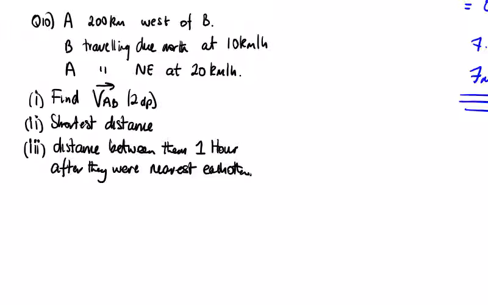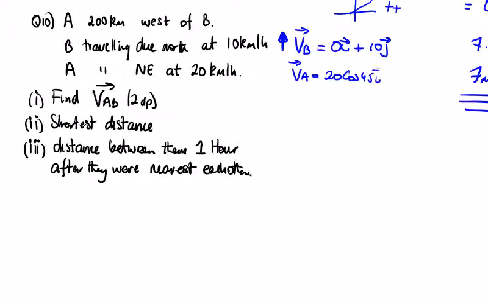Question 10a is 200 kilometers west of B. B is traveling due north at 10 kilometers an hour. So we can put it away. The velocity of B is 0i plus 10j. A is northeast at 20 kilometers an hour. The velocity of A is equal to 20. Northeast is 45 degrees. Positive, positive. So 20 cos 45 in the i direction plus 20 sine 45 in the j direction.